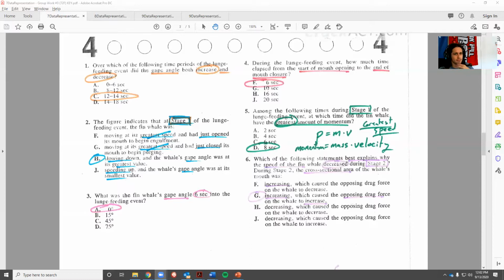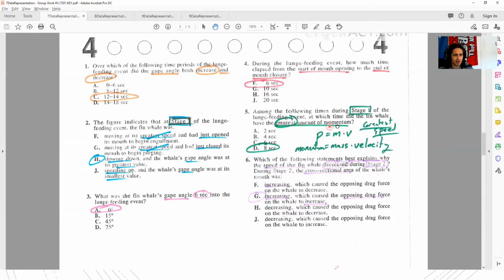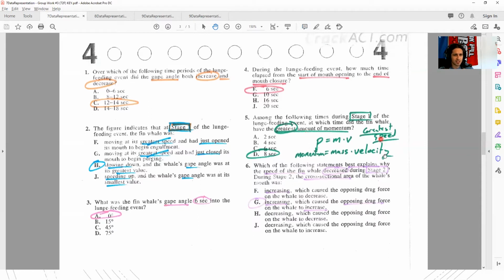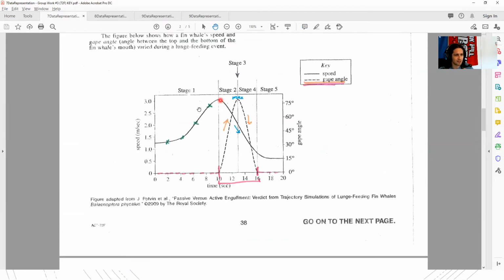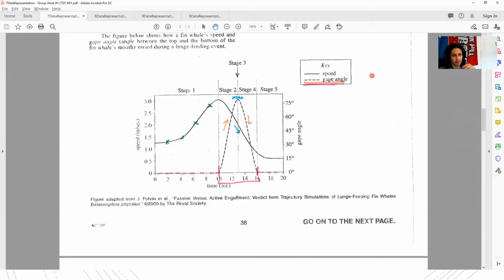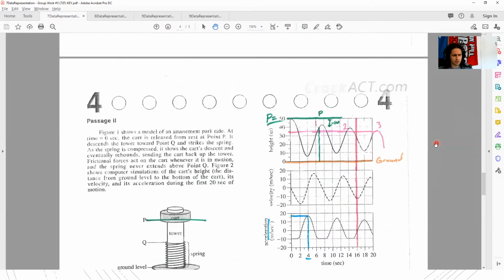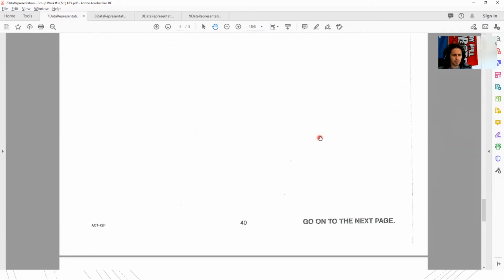Check that. 2 questions I wanted to look at first. First being number 5 here, dealing with greatest amount of momentum. If you did not know about what momentum was, you couldn't answer that question. Where did the greatest amount of momentum occur? Momentum occurs when the speed is the greatest. When was the speed the greatest? 2, 4, 6, 8. There you go.